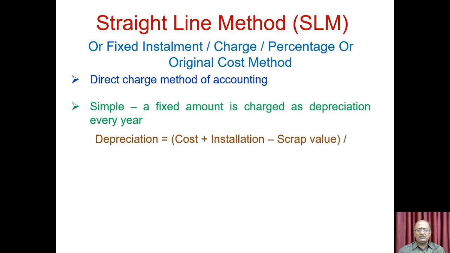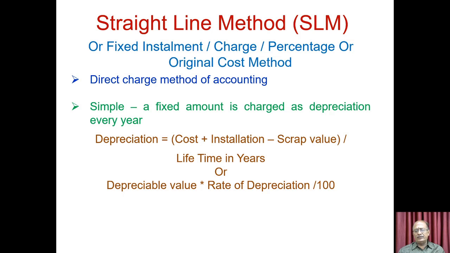The depreciation is nothing but the cost plus installation minus scrap value divided by the lifetime number of years. So here we will get the annual depreciation, or sometimes a percentage of depreciation may be given. At that time you have to just multiply the depreciable value by the rate of depreciation divided by 100. This is how the annual depreciation is found under straight line method.